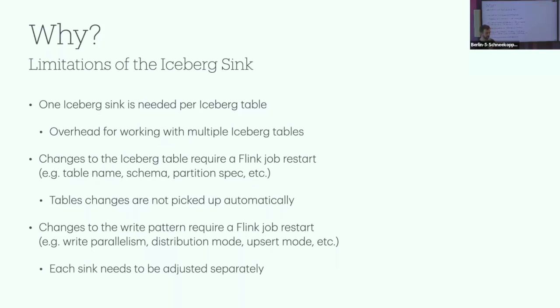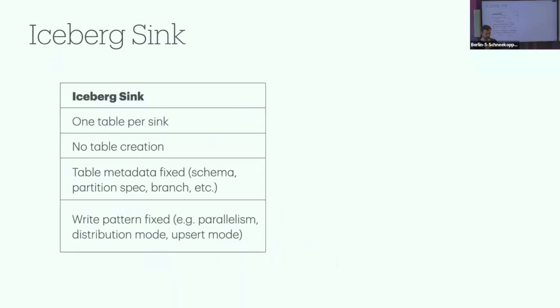Similarly, if you need to change the write parallelism, you want to use a different distribution mode, or you want to turn on upserts, you need to configure that, and it requires a Flink job restart. So if we compare the old and new sync, in an overly simplified way: one table per sync, you cannot really create new tables, you have fixed metadata and a fixed write pattern.